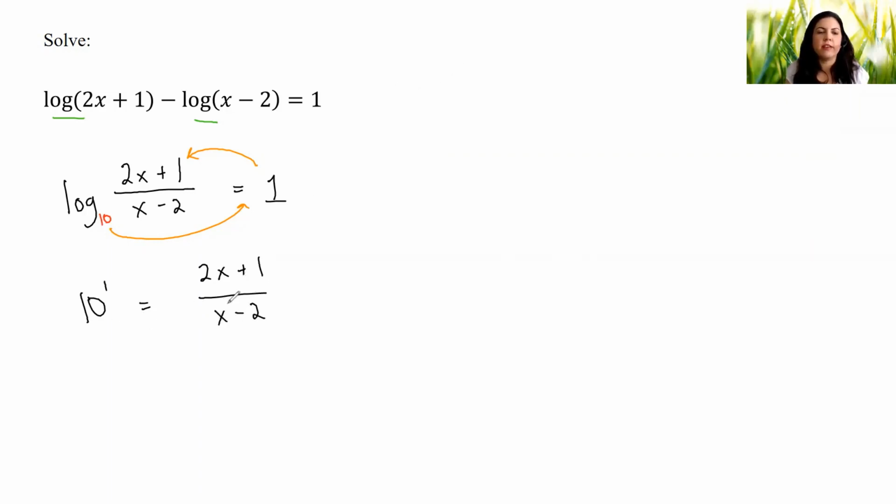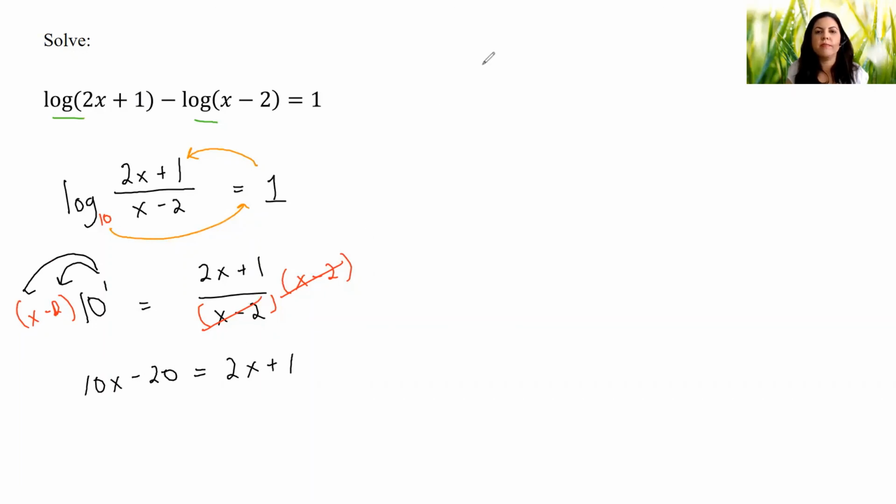To solve this now, since we have a fraction, let's go ahead and get rid of this denominator. Since we're dividing by x minus 2, let me multiply by x minus 2 on both sides, just to get rid of that fraction. So on the left, when I distribute, I'm going to have 10x minus 20. On the right, we have 2x plus 1. Now I'll bring my x terms together, so I'll subtract 2x from each side. That's going to give me 8x minus 20 equals 1.